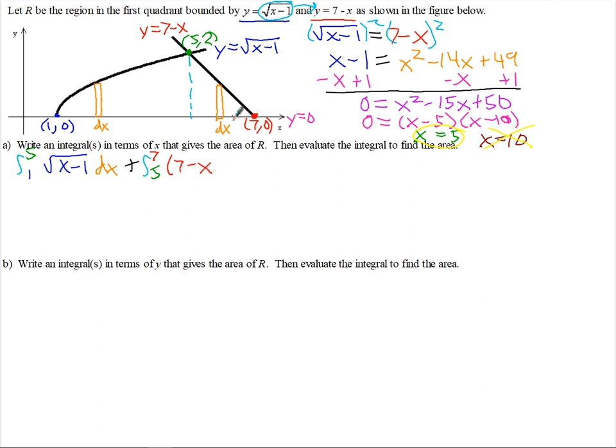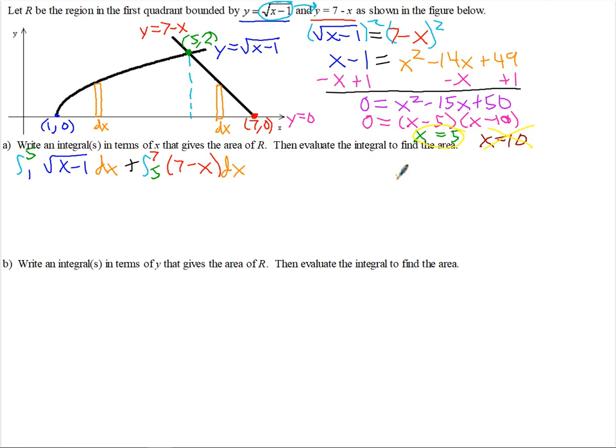Minus, again, the bottom one is 0, so that's not going to change anything there. So that would give us the area of this region, this triangle right here, from the dotted blue line to there. So adding those up would give us the total area. So that's setting up the integral, in terms of x, to give the area.